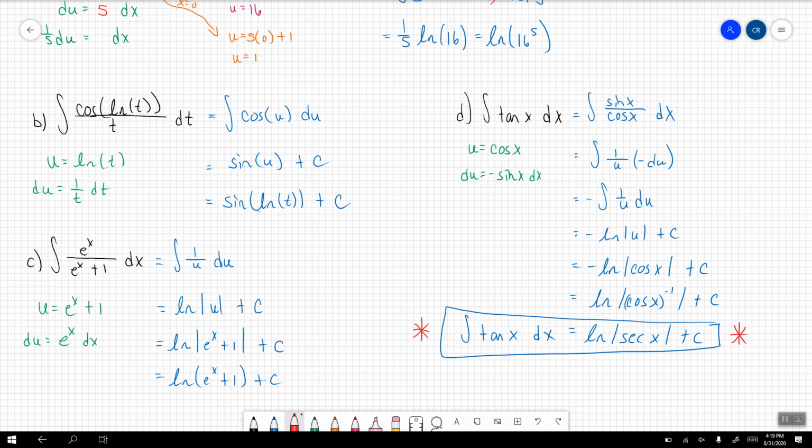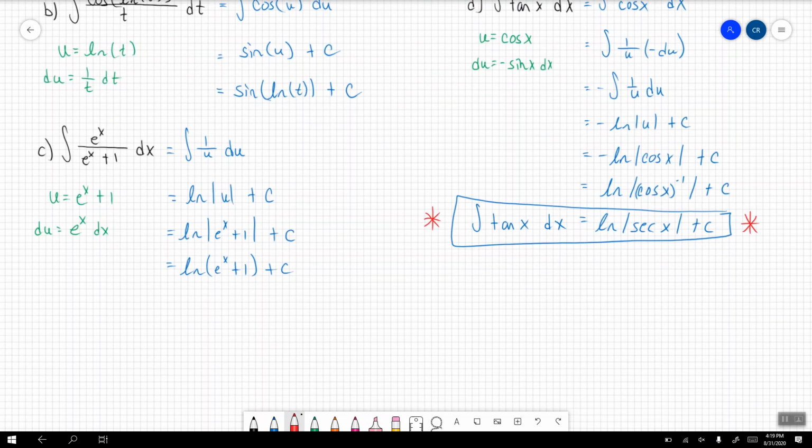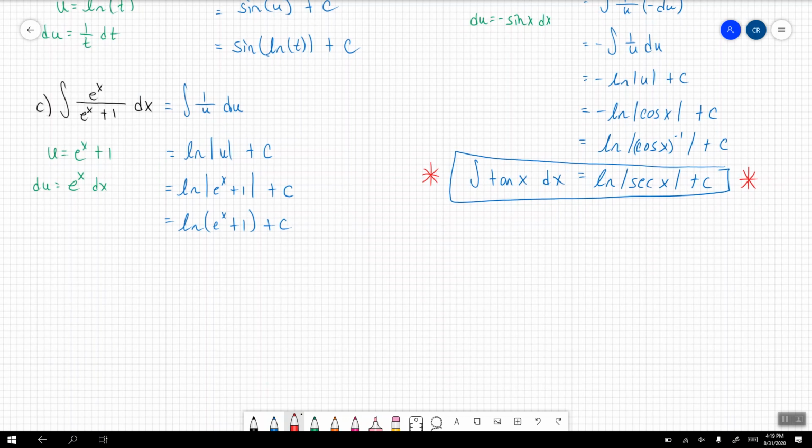Okay, in this class, I might ask you to perform this on an exam or on a quiz. In your next class, in 5C or multivariable, wherever it is that you take it, you could be asked to just use the result of this, meaning you have to know what the integral of tangent of x dx is. All right, so let's keep going then.